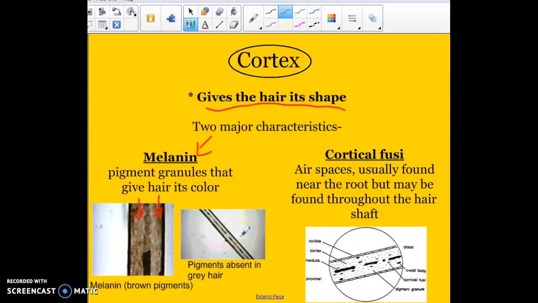Gray hair is hair that has the absence of any pigments. So if your hair turns gray, it means there's no more melanin or no more pigments there. So if you have blonde hair or red hair, you're going to have different colored pigments. Gray hair is the absence of any pigmentation. And then you also have the cortical fusi, which are air spaces. They kind of look like little pockets, and you can see they're right here. Most of the time they're found closer to the roots of the hair, but sometimes they can be in the middle. So the main thing to remember with the cortex is it gives your hair its shape and that it has the melanin or the color for your hair.